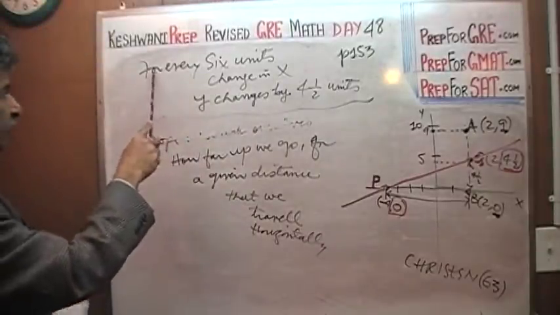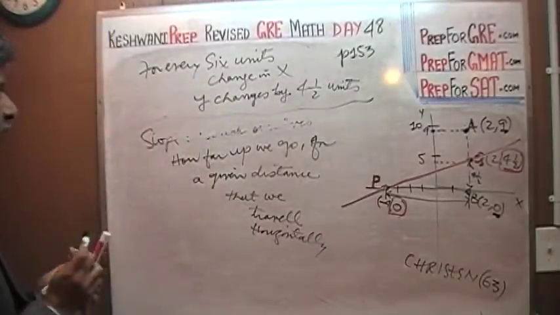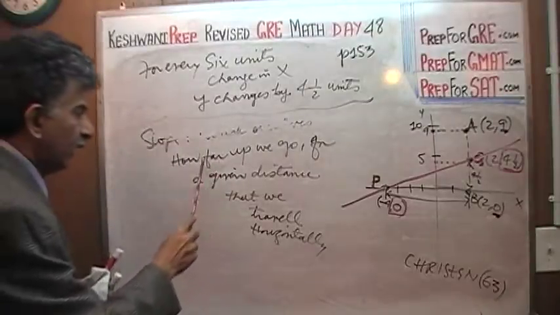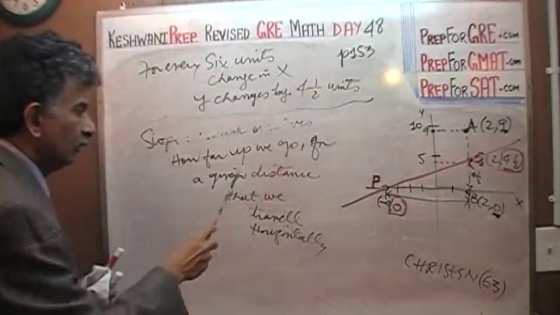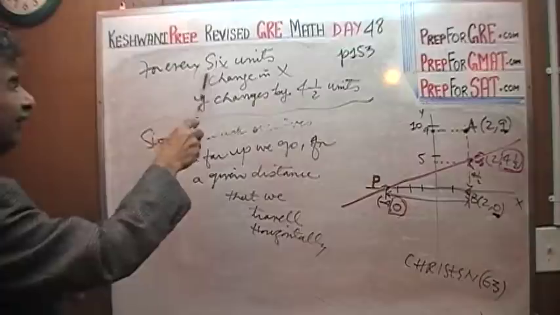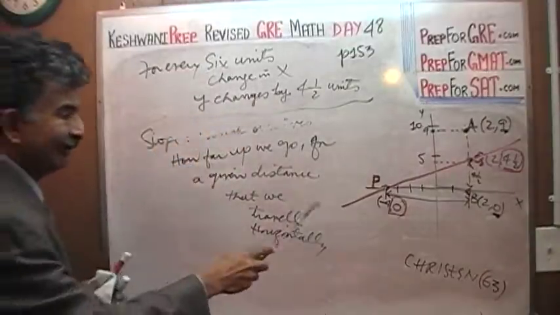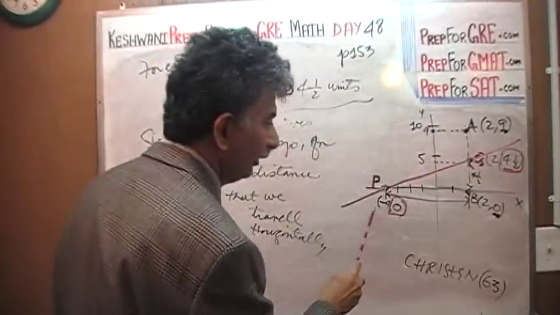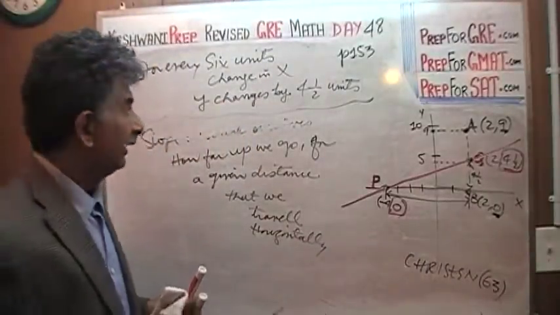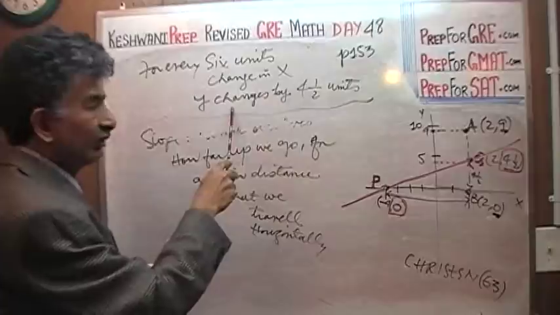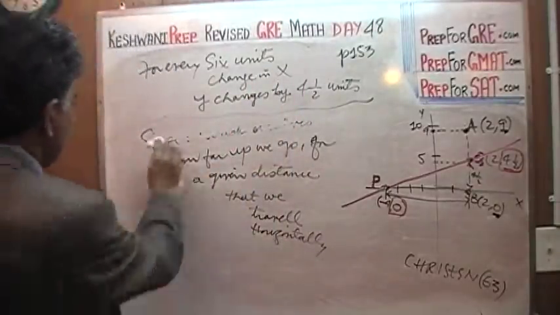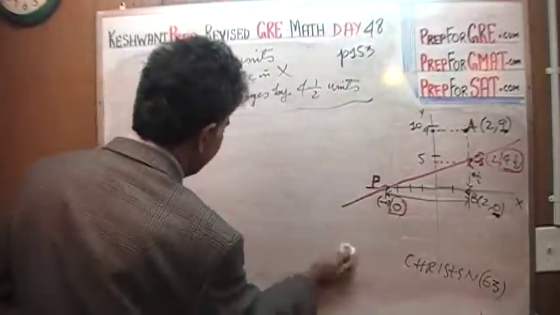The slope here equals the answer to this question: how far up did we go for a given distance that we travel horizontally? The answer is, for every 6 units we travel along the x-axis, the y changes; we traveled 4.5 units up. That's it. The way we express that mathematically is this.